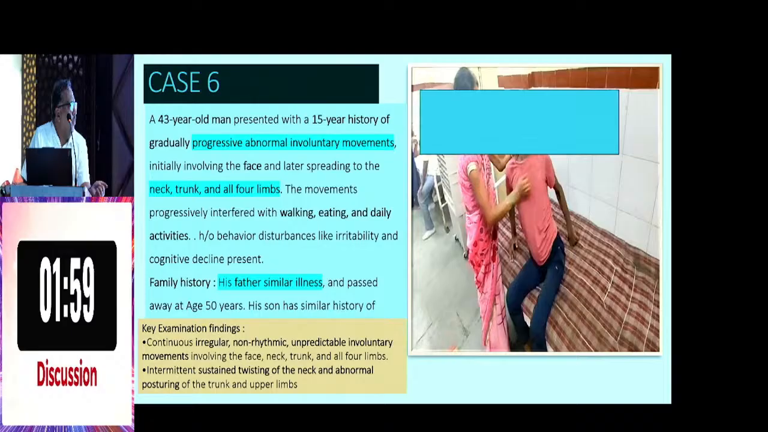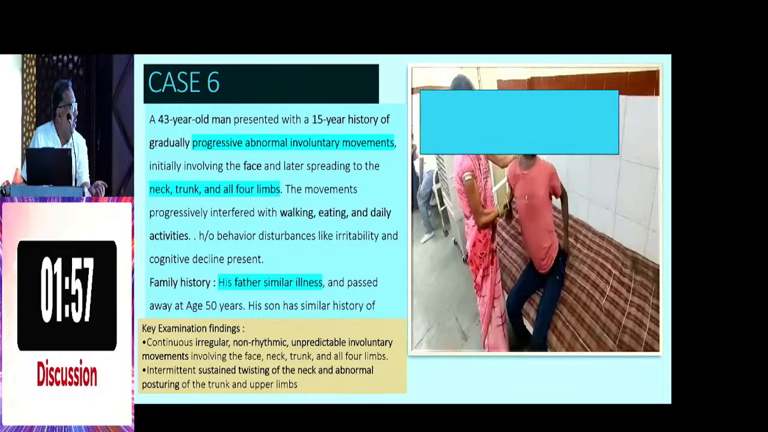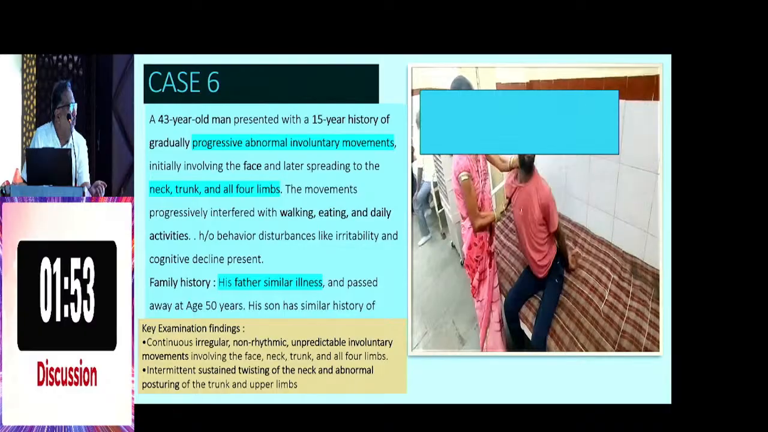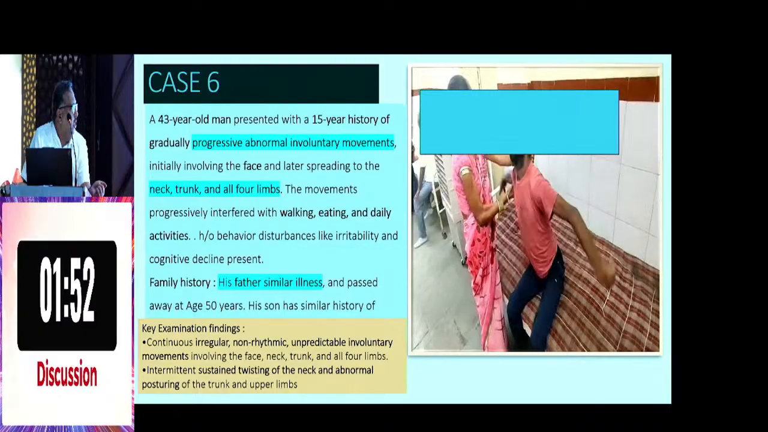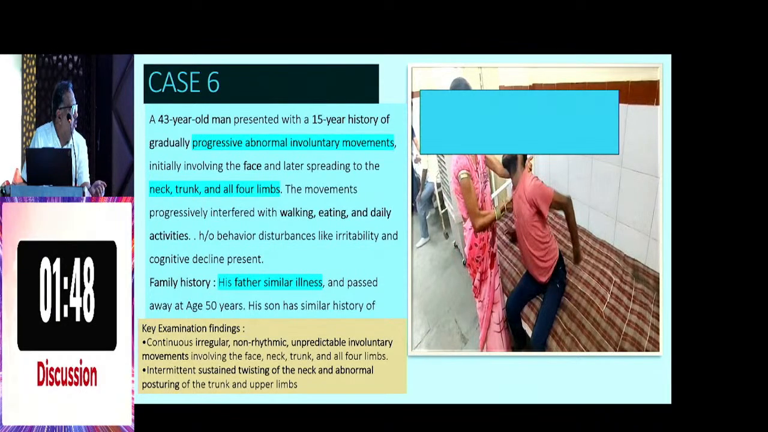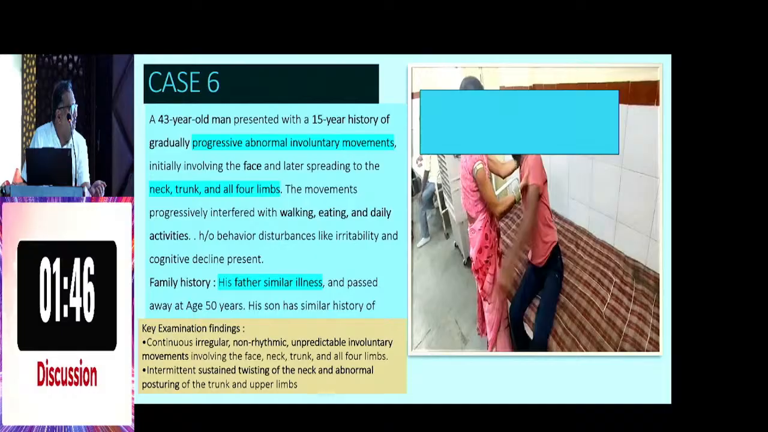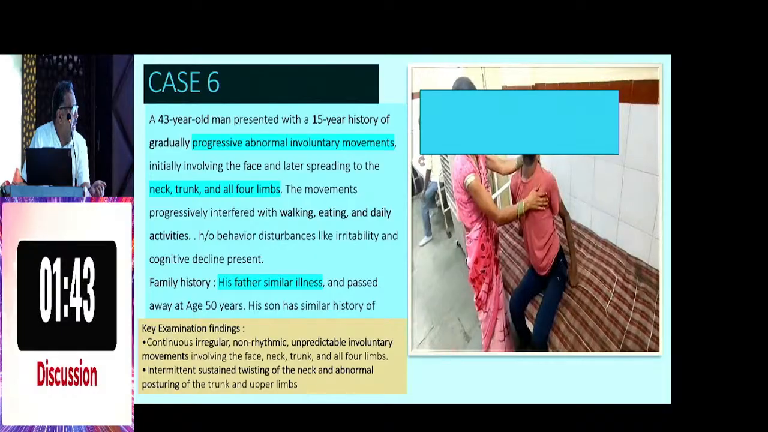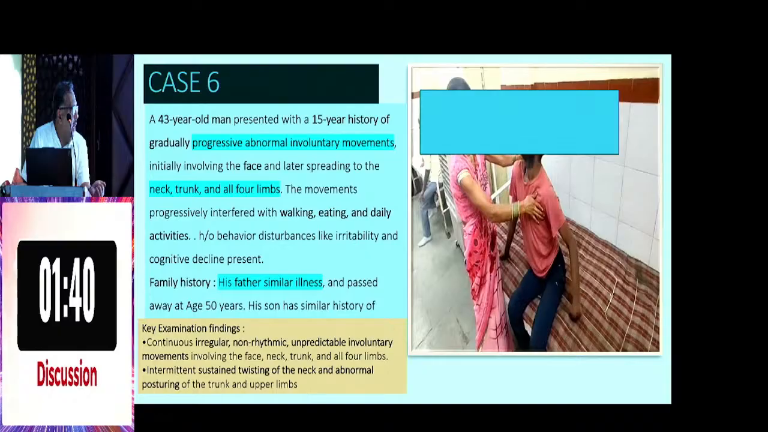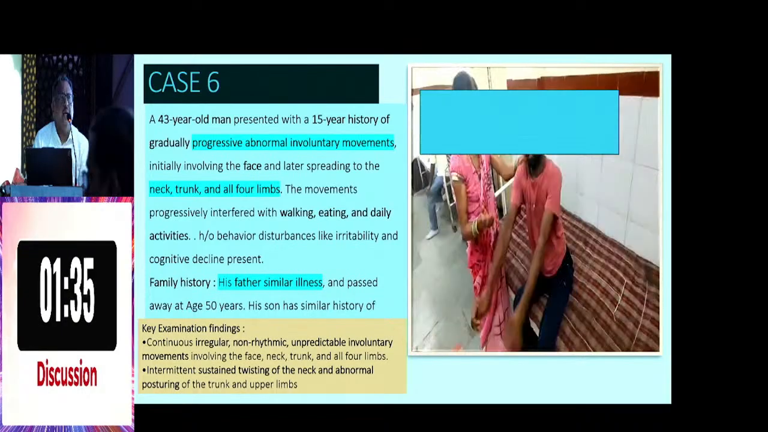Another hyperkinetic movement disorder: 43-year-old male presented with 15-year history of gradually progressive abnormal involuntary movement, initially involving face, later spreading to neck, trunk and all 4 limbs. The movement progressively interfered with walking, eating, daily activity. History of behavior disturbance like irritability, cognitive decline present. Family history is present. So what is the diagnosis?